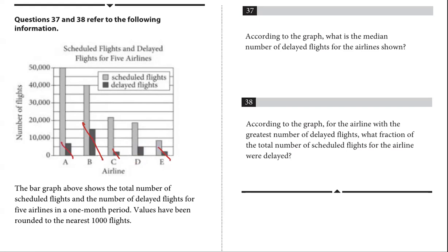which is right on the line. For most of these types of questions, they will always have it on the line because they don't really want you guessing all that much. So in this case, if 2 bars is 10,000, this would just be 5,000. So the median number of delayed flights for the airline shown is 5,000.